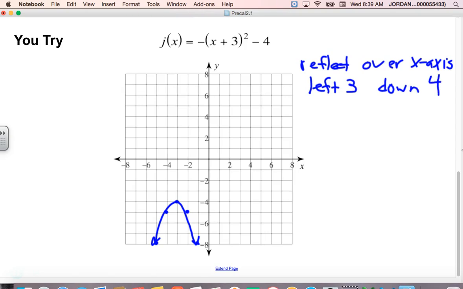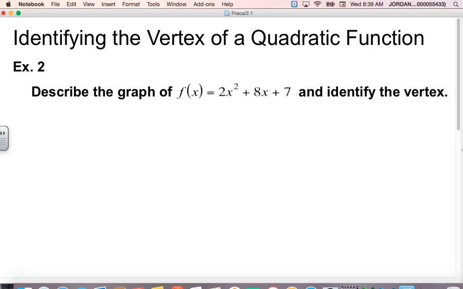Alright, let's roll on. Okay, identifying the vertex of a quadratic function. So in this process we're going to use completing the square. We want to describe the graph of this function and identify the vertex. So first of all, let's put it in vertex form. The way we do that is by completing the square. So first step is to group the terms with the x's together. So I'm going to group the two terms with x's together.